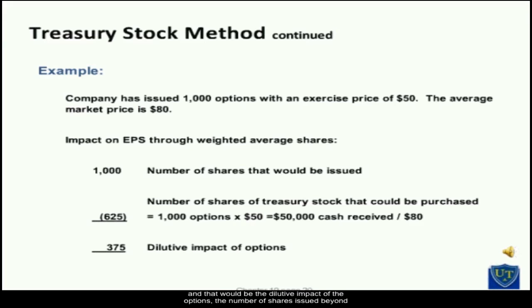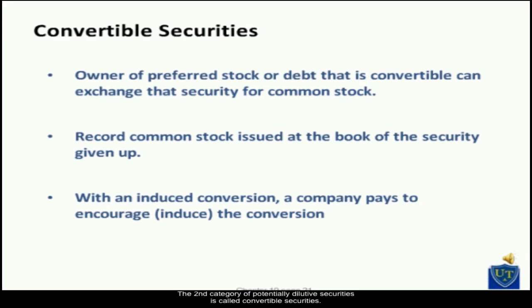The number of shares issued beyond what could be repurchased given the exercise price represents the dilutive effect of that security. The second category of potentially dilutive securities is called convertible securities. This category includes preferred stock or debt, where the owner of that security can convert or exchange it into common stock. We would record the common stock issued at that conversion based on the book value of the security given up.